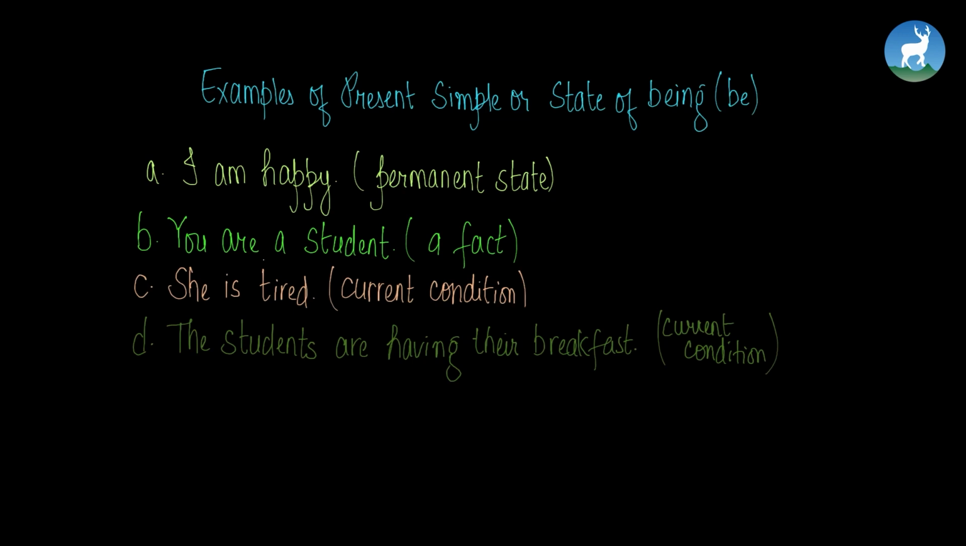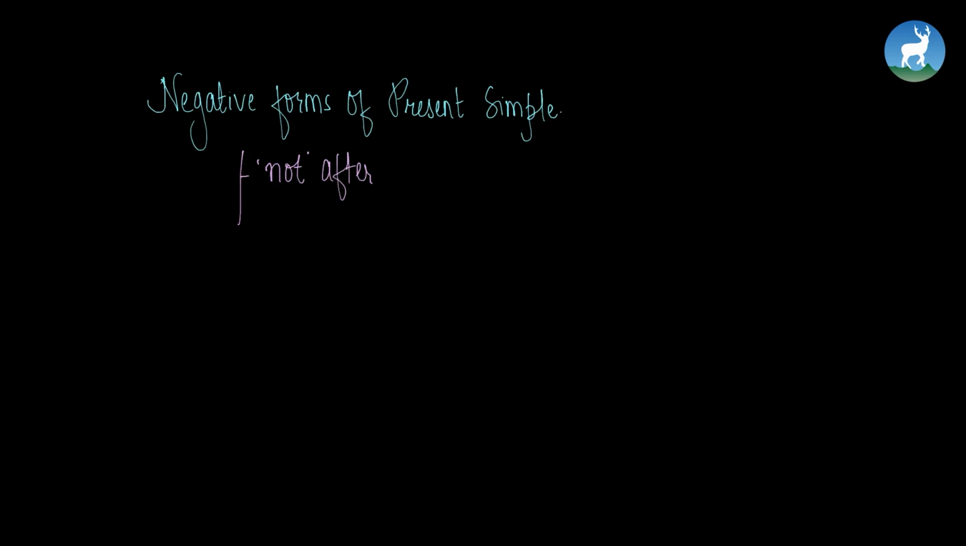Don't get confused with that. Now moving on, let's take one more example. Number E, they are friends. So what is this sentence expressing? It's stating a fact about multiple individuals. Now let's go on to learn about negative forms of the present simple or the state of being. So, to form the negative in the present simple tense for the state of being, we use not after the verb to be. Let's take some examples.